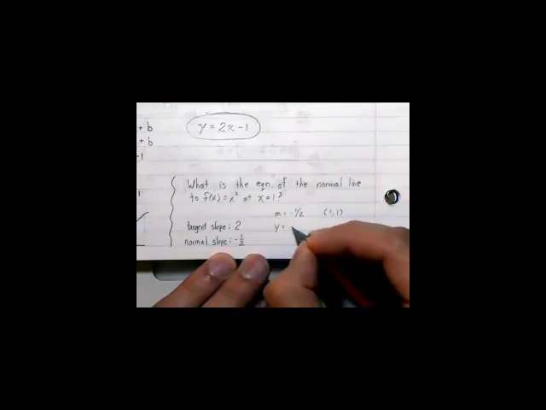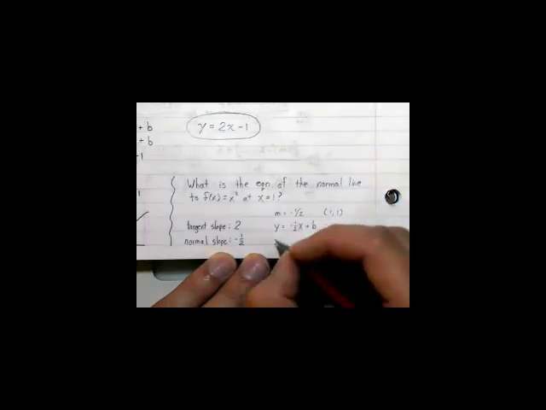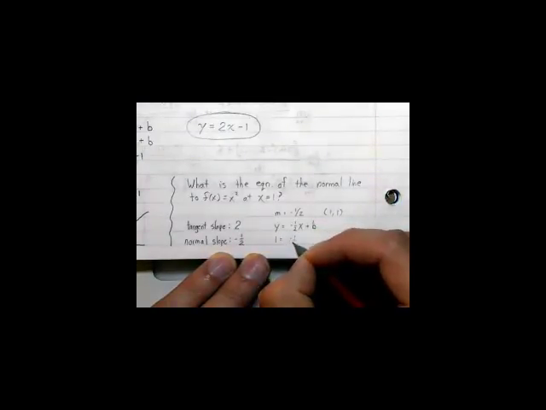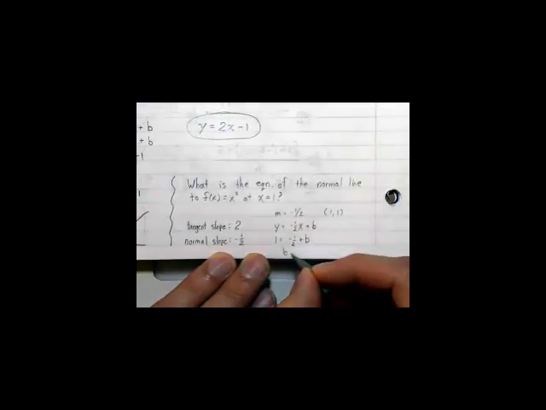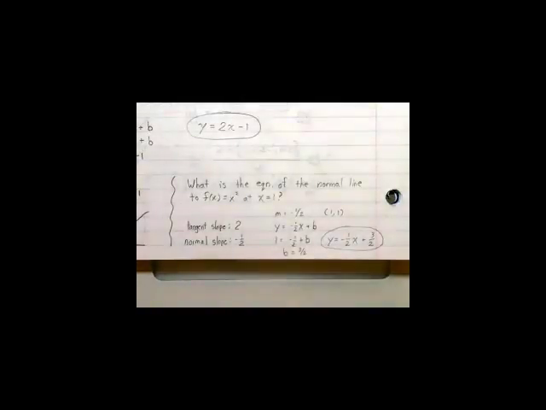So y equals negative 1/2 x plus b. So if we plug in the 1, 1, 1 equals negative 1/2 plus b. So b equals, if I add a half to 1, that's 3/2. So my normal equation then is y equals negative 1/2 x plus 3/2. So I can do that too. I can figure out the equation of that normal.